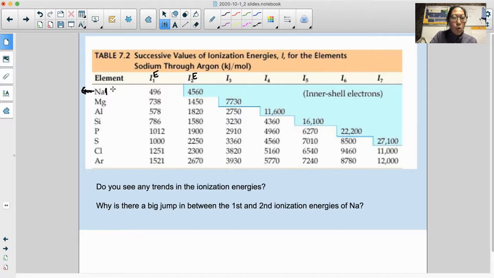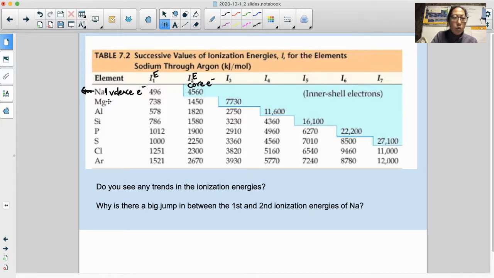So we have one valence electron in sodium. So that first ionization energy is losing the one valence electron. Now we have to go into the core electrons. So the ionization energy, look at the second one. It's like 10 times the ionization energy of the first electron being removed. Huge jump.